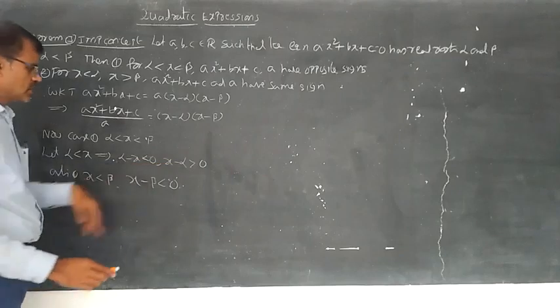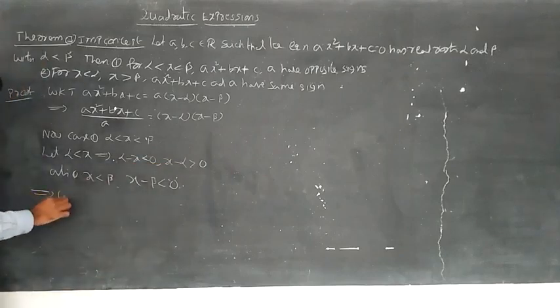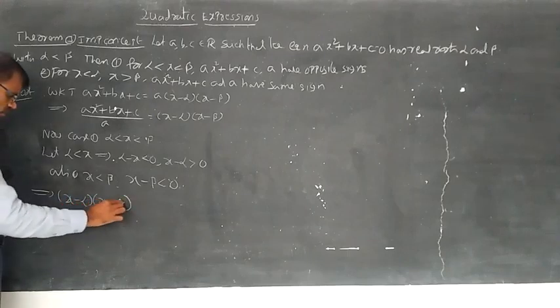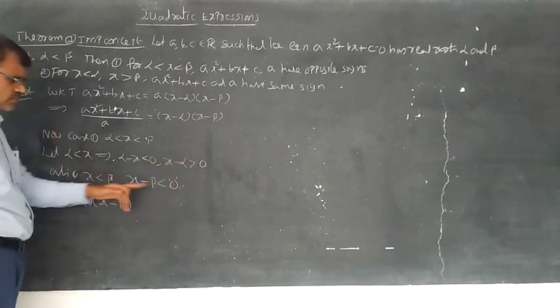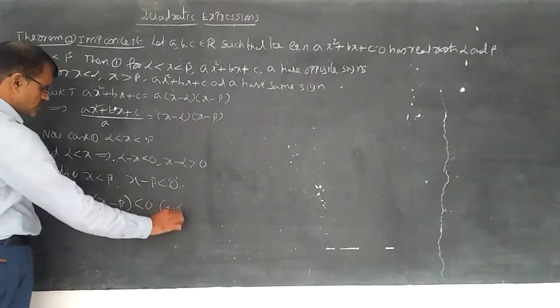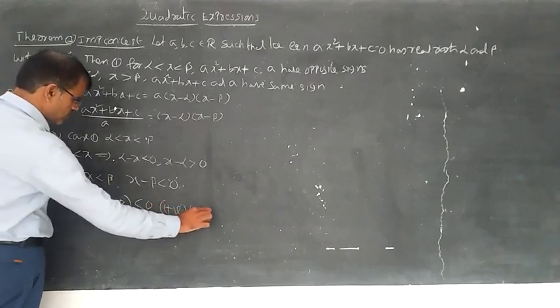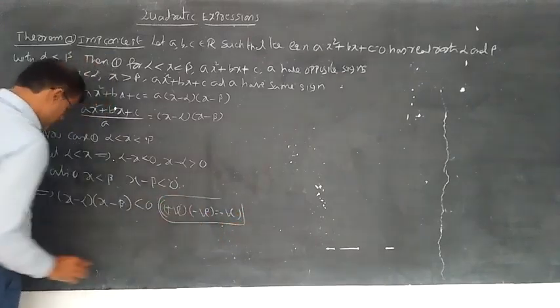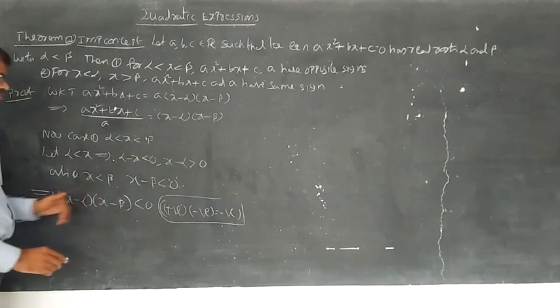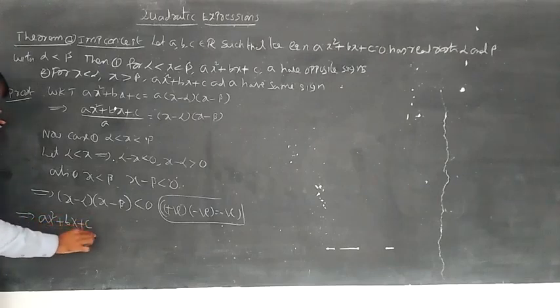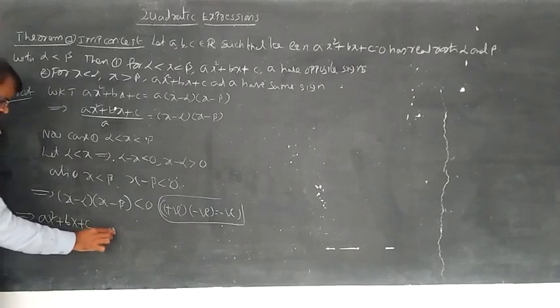What is happening here? In x minus alpha into x minus beta, x minus alpha became positive and x minus beta became negative. Positive into negative is negative. That concept is used here. So x minus alpha into x minus beta is less than 0, and so ax square plus bx plus c by a becomes less than 0.